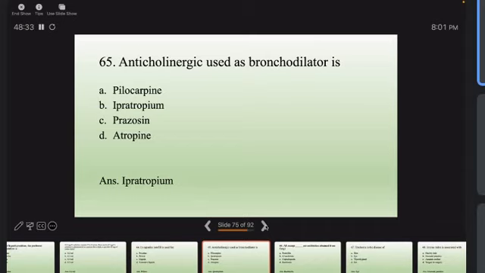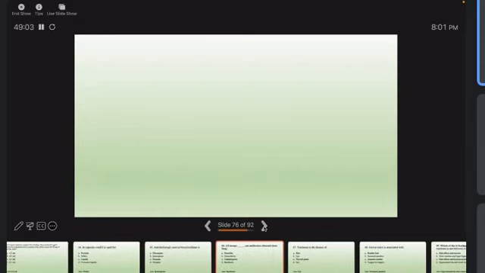Anybody aware of the percentage? What percentage of ipratropium bromide is used in inhalation solution? It is 0.02%. Let us just keep this in mind. If we get to see such questions, it will be easy for us to answer them. Now let's move on to the next question.